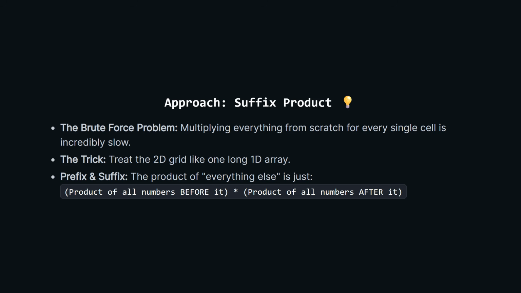So how do we solve this efficiently? The brute force way would be to just loop through the whole grid again and again for every single cell, but that would be way too slow and give us a time limit exceeded error. The clever trick is to realize that the product of everything except our current spot is just the product of all the numbers that came before it, multiplied by the product of all the numbers that come after it. We call these the prefix product and the suffix product.